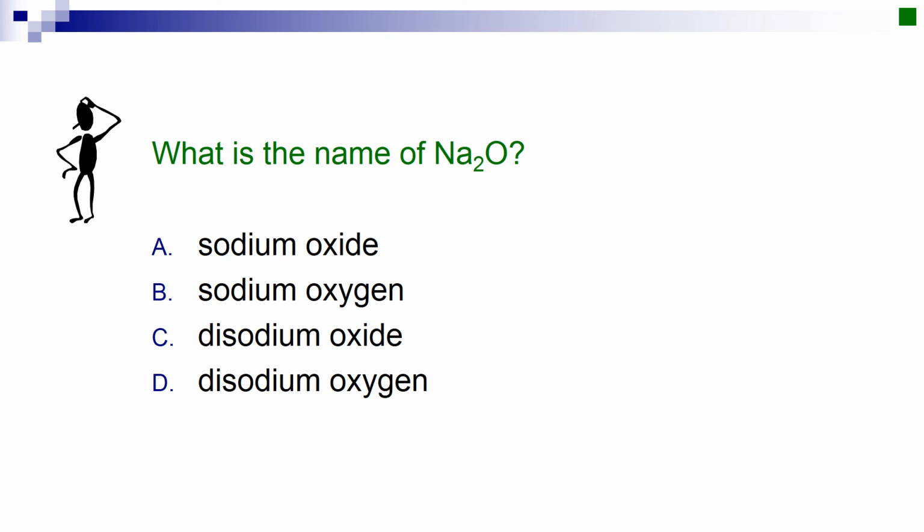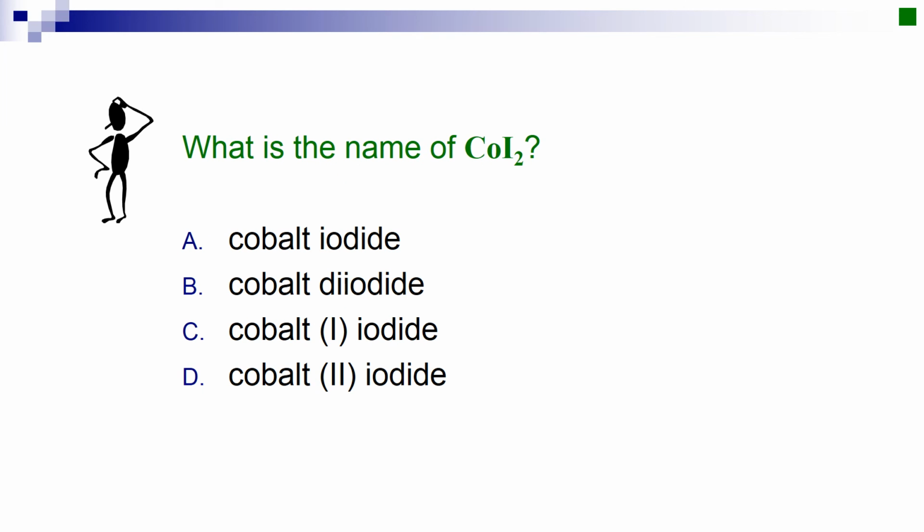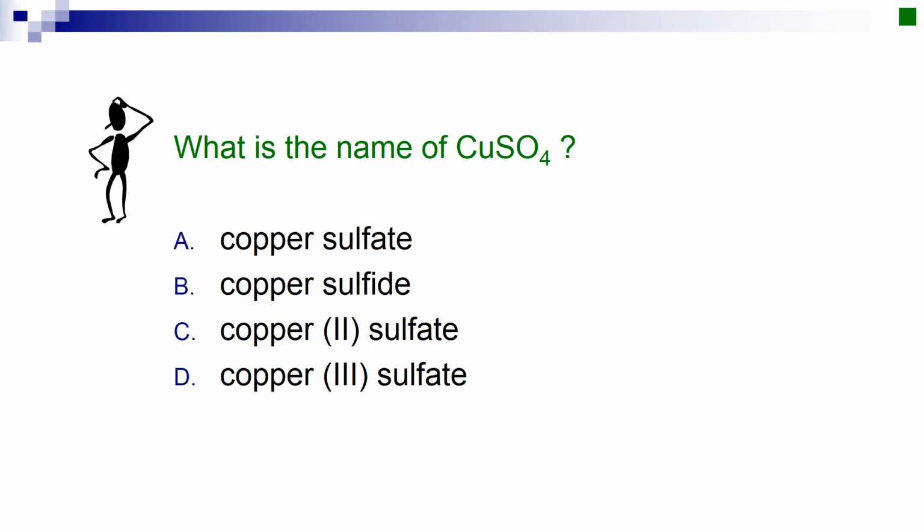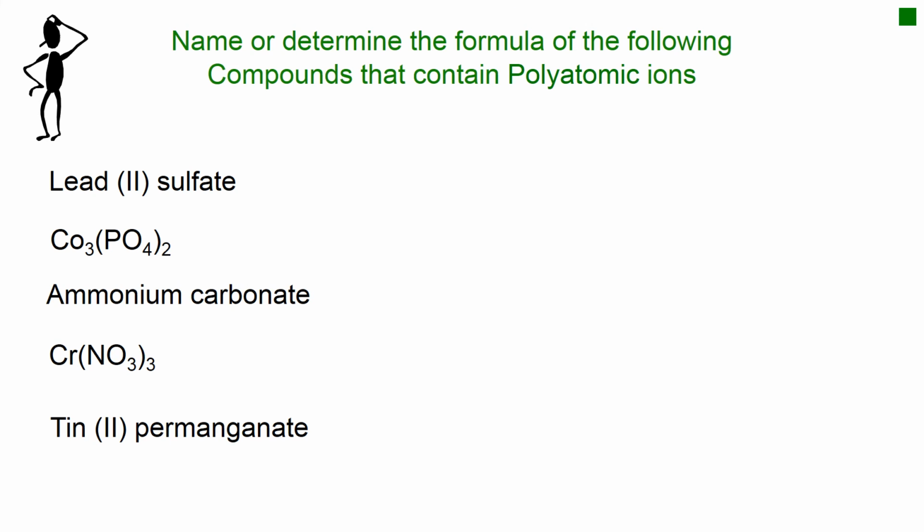So here are some quiz questions that you may see somewhere else. Hint, hint. So go ahead and name this. Once you get the name, write it out in your notebook, and then make your choice. Sodium oxide. How about CoI2? Cobalt 2 iodide. Hopefully you're taking the time to pause this. CuSO4. Copper 2 sulfate.